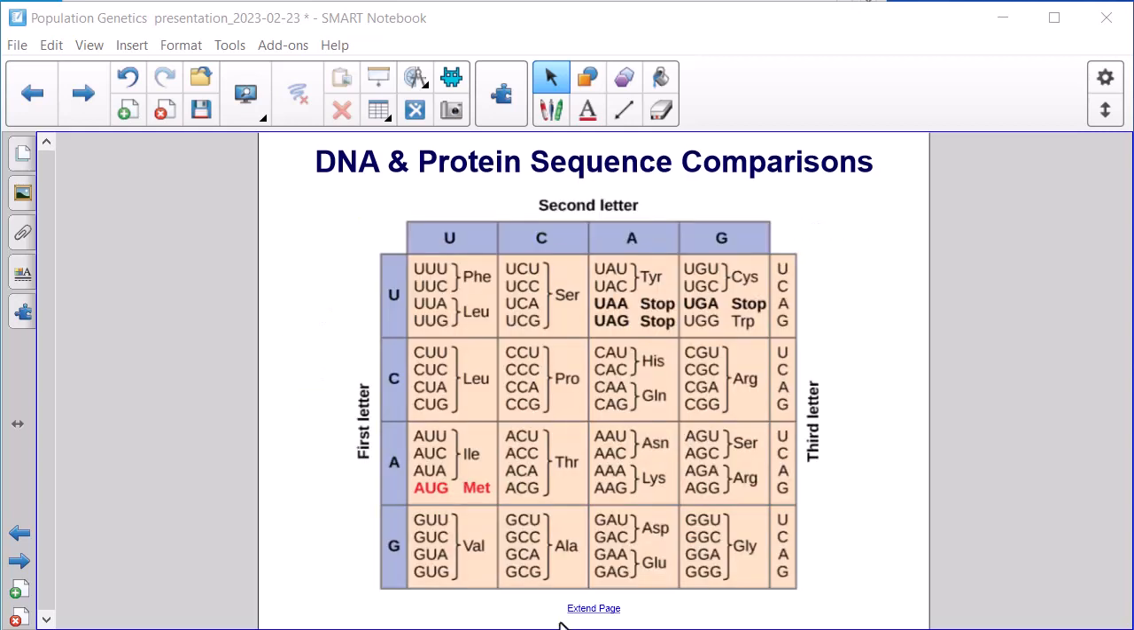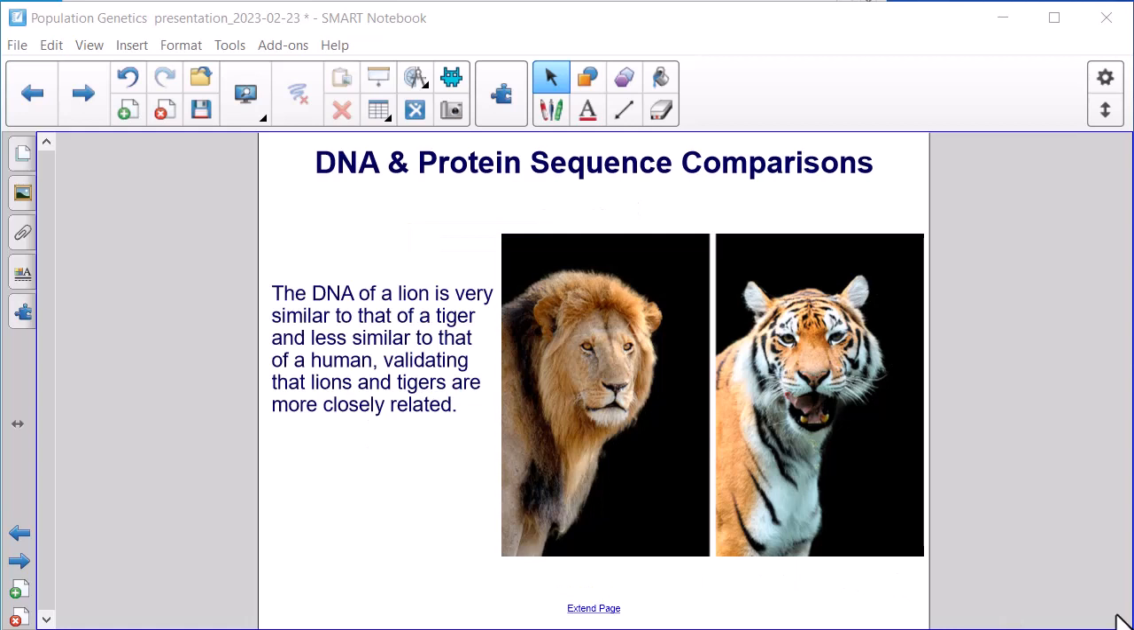So you can see the code of a 3-letter sequence of mRNA, which codes for a specific amino acid that is used to build proteins. The DNA of a lion is very similar to that of a tiger and less similar to that of a human, validating that lions and tigers are more closely related.